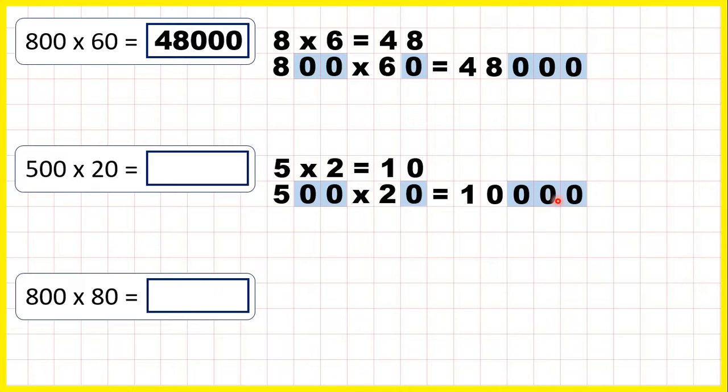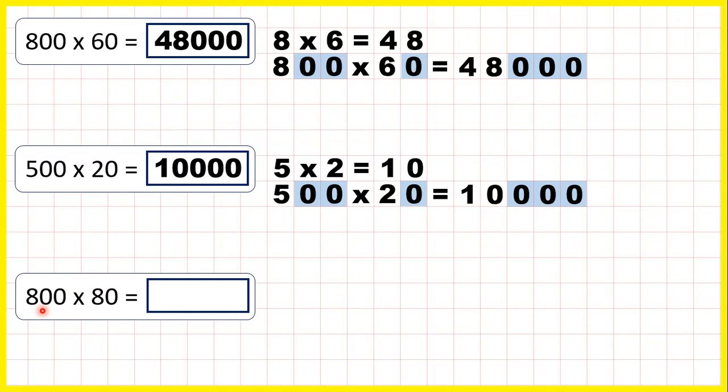Now it looks like we have 4 end zeros here, but remember, this 0 we got by multiplying 5 by 2, so we need 3 more end zeros after that to give us our answer, 10,000.